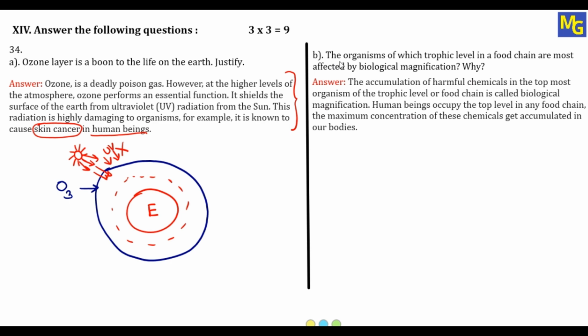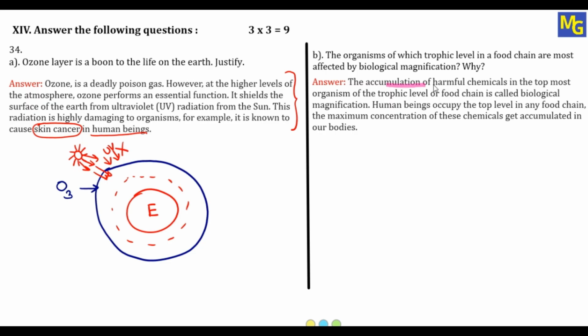Question B is, the organism of which trophic level in the food chain is most affected by biological magnification and why? So in any trophic level or food chain, which organism is mainly affected by biological magnification, and we have to give the reason for this. So the answer is, first we will see what is biological magnification.